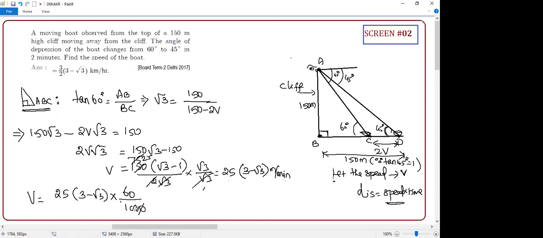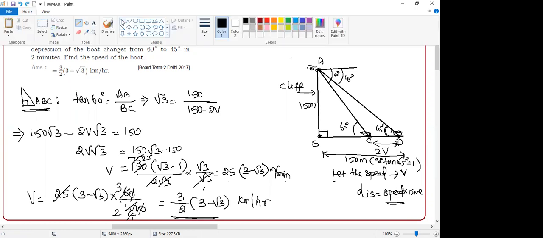This is the answer, students. If you simplify, whatever answer you are getting is your final answer. Okay, you cancel this 4. Guys, if you cancel this, it is 3 by 2. The answer is 3 by 2, 3 minus root 3 kilometer per hour. Are you getting the final answer? Everyone? Are you clear what I did?